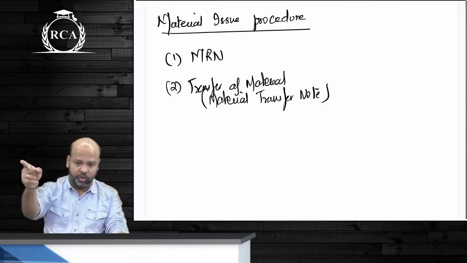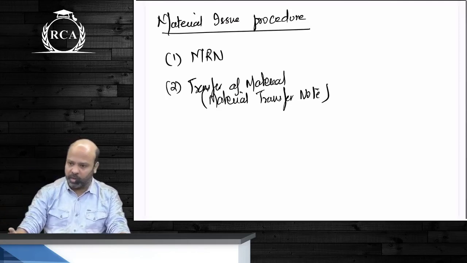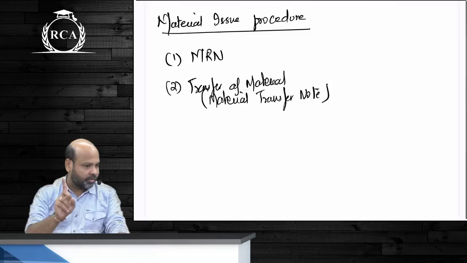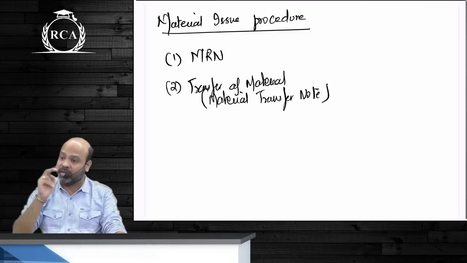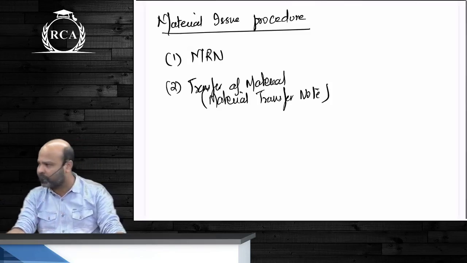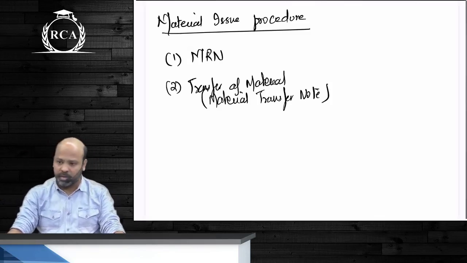You have originally issued it against an MRN. Now the material is getting transferred from one department to another department. The stores department is neither receiving the material, nor is the stores department issuing the material. Is it making sense or not?